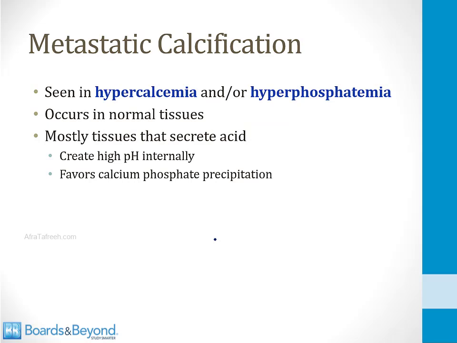Dystrophic calcification is relatively common. You can see it in coronary disease, pancreatitis, and many other conditions. In contrast, metastatic calcification, the other type of pathological calcification, is relatively rare.